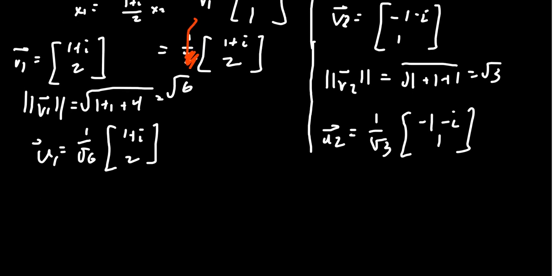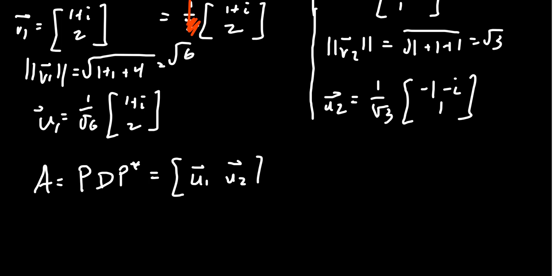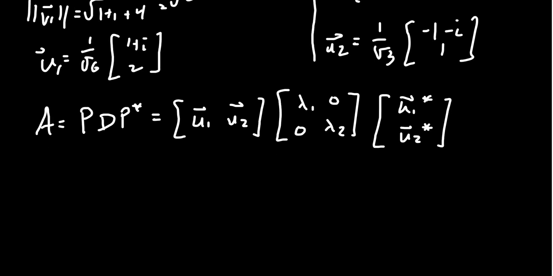So now that we have u1 and u2, our matrix A, the original matrix A, can be factored as P, D, P star. We're looking for a unitary factorization here. Now the matrix P will take as its columns u1 and u2. The diagonal matrix will take the two eigenvalues we had as its diagonals. And then as we're taking the conjugate transpose for P, our matrix is going to look like u1 star, u2 star. So those are going to be row vectors right there. And so if we plug in the information that we have now found, we get the following.